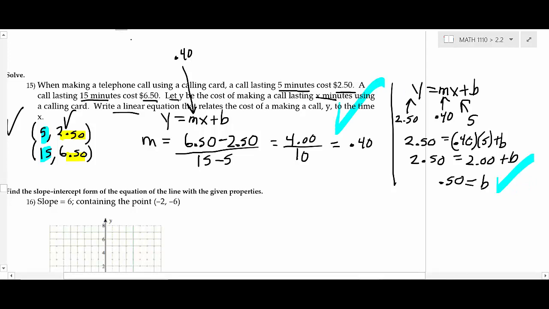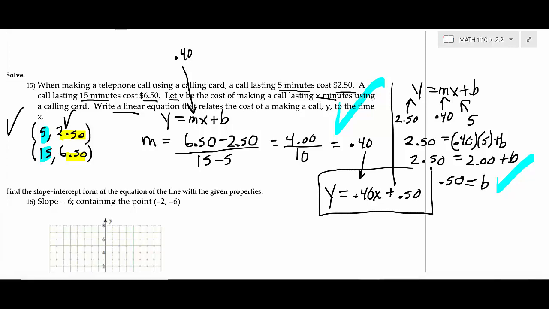So what's the answer? y equals 0.40x plus 0.50. Right, it's y equals mx plus b. So the answer to your problem would be y equals the slope times x plus the y-intercept. Now let me talk a little bit about what this means.